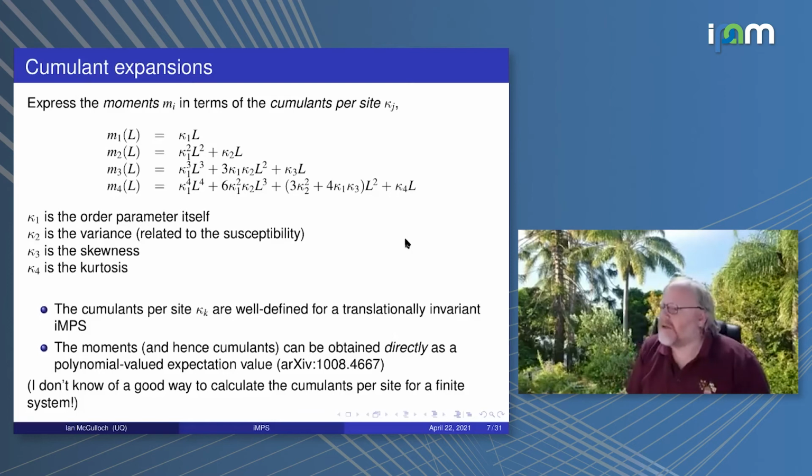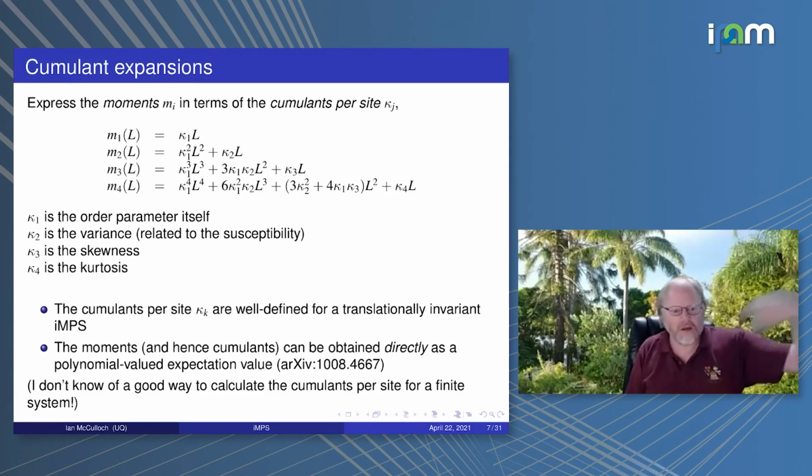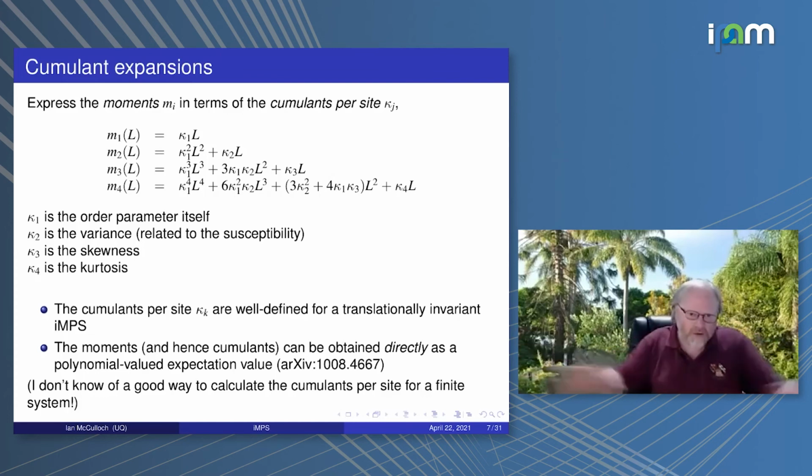Right, so these are the expressions. For a finite system, I think it's really hard to calculate just those cumulants individually. You can calculate the moment function, you just calculate the expectation value over your system size L, and you just get some number.